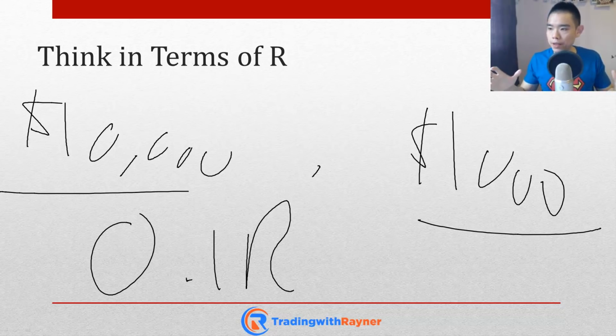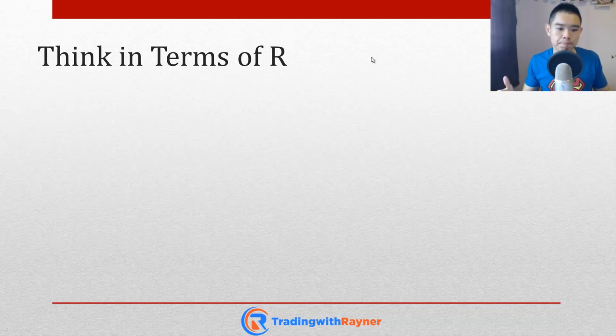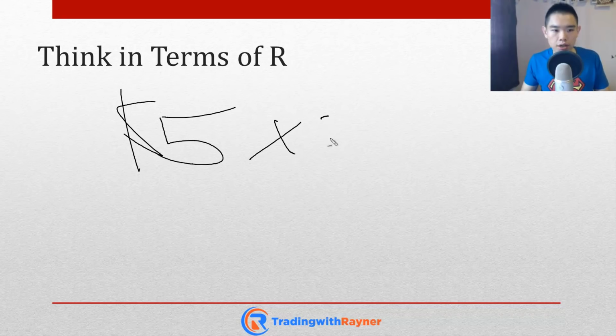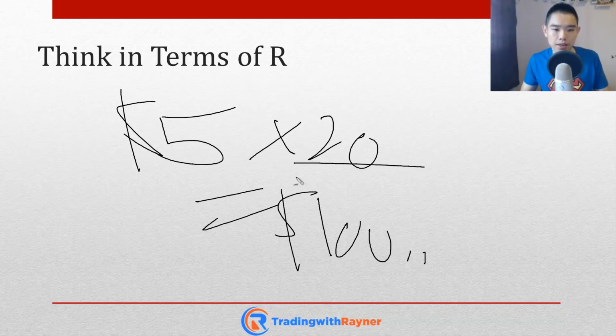When you start to think in terms of R, this is where you can get objective in your trading. Let's say, for example, you have a $500 trading account, and you do 20R on that account, risking 1%. 1% of $500 is $5. 20R, so you multiply by 20, you make a gain of $100. It doesn't seem like much, but this is a gain of 20R.